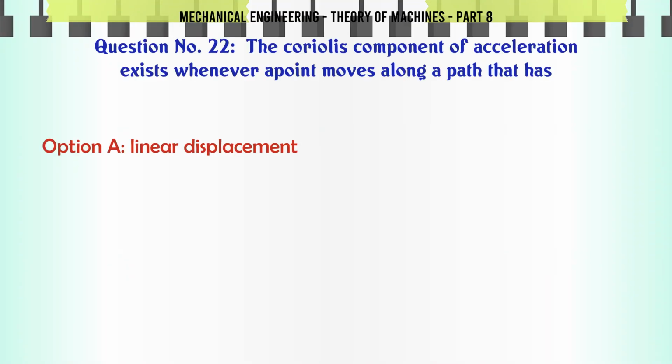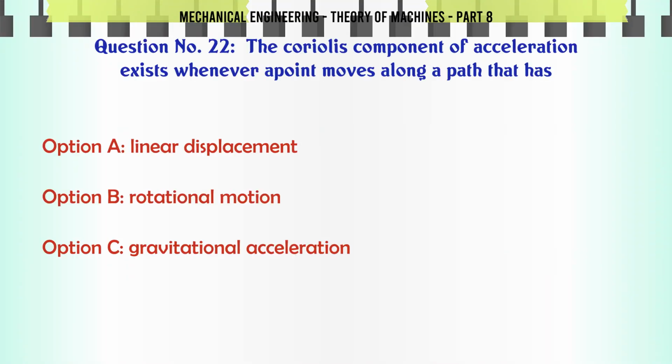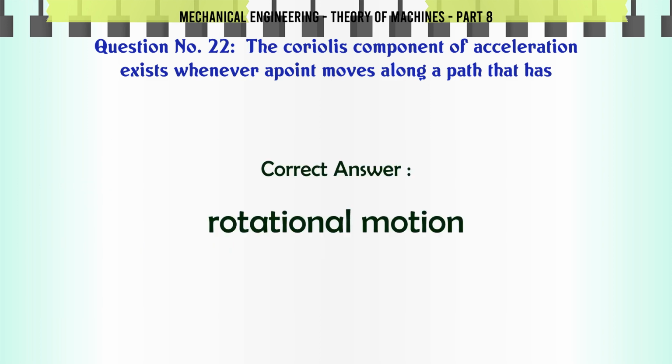The Coriolis component of acceleration exists whenever a point moves along a path that has A. Linear displacement, B. Rotational motion, C. Gravitational acceleration, D. Tangential acceleration. The correct answer is rotational motion.